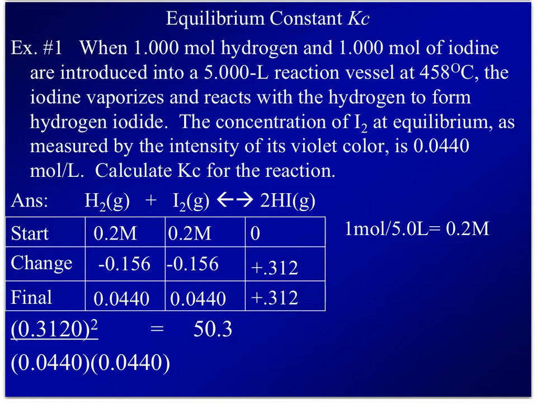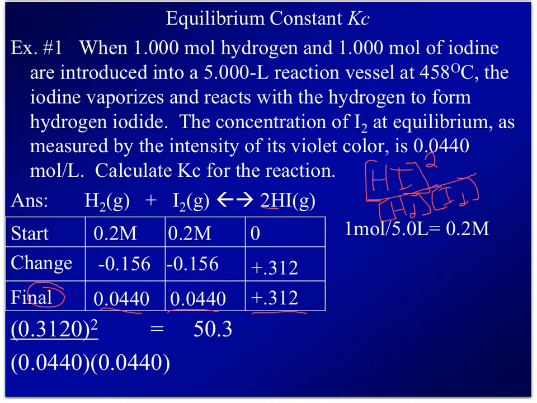Now that we have the final values, and the final value means at equilibrium. Anytime you see the final, that's at equilibrium, so once it finally stops. So what we're going to do is take all these values and plug them into our equilibrium expression. So our expression is products over reactants, so HI squared over the H2 concentration and the I2 concentration.